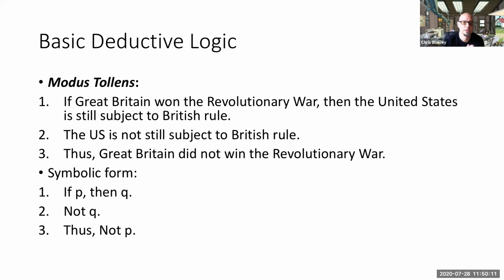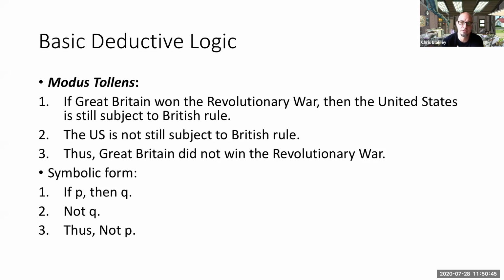Here's an example of modus tollens. If Great Britain won the Revolutionary War, then the United States is still subject to British rule, but the US is not still subject to British rule, thus Great Britain must not have won the Revolutionary War. Mode of negation. In this example, we have a premise that's a conditional statement again, if P then Q, but in the second premise we have the negation of the consequent, and that allows us to derive the negation of whatever's in the antecedent spot, in this case P, as the conclusion.